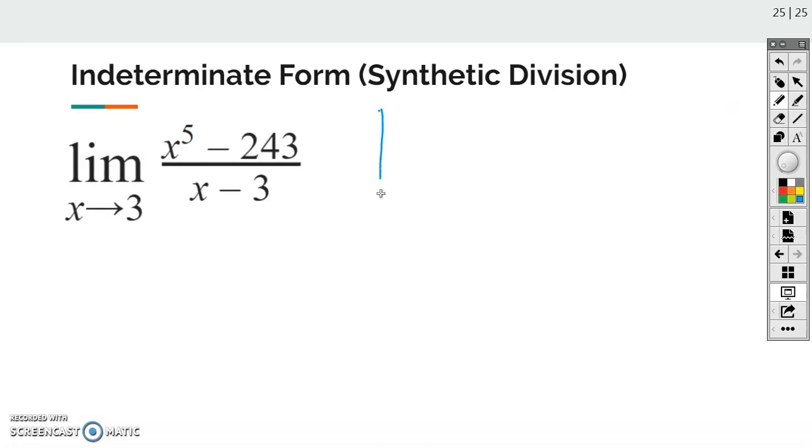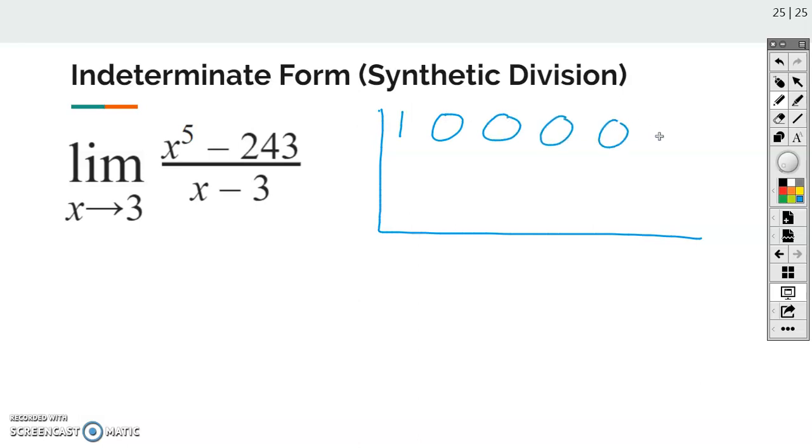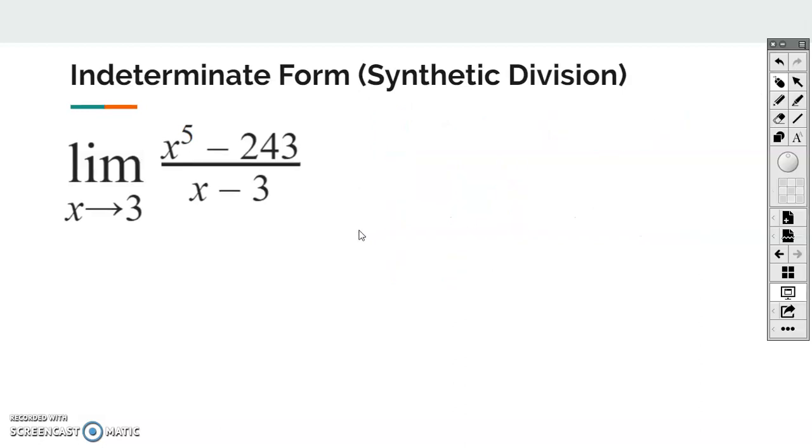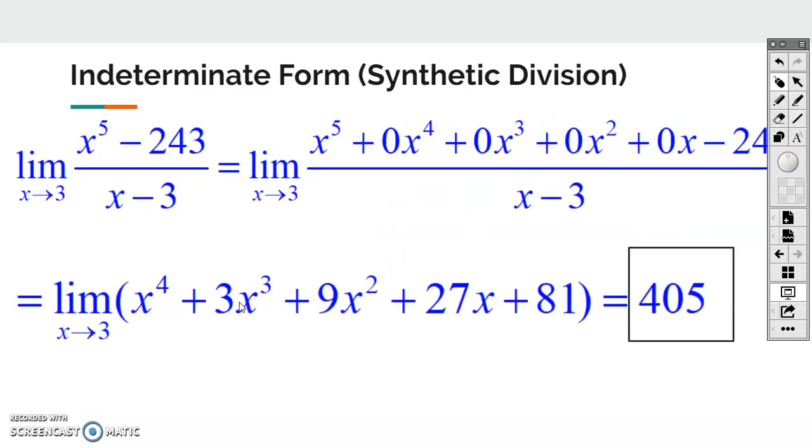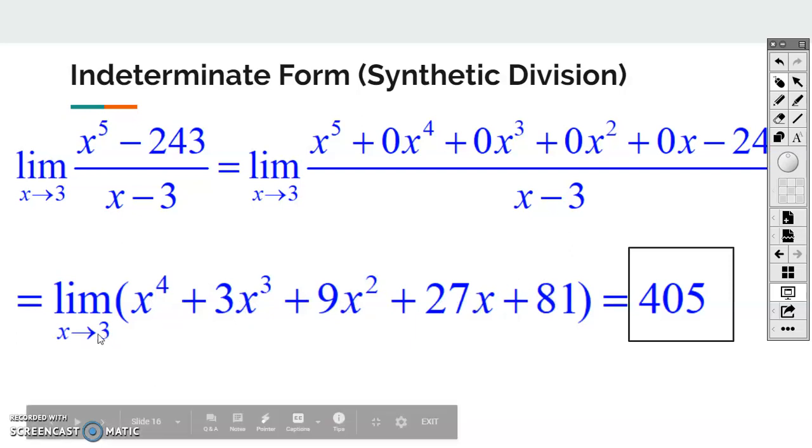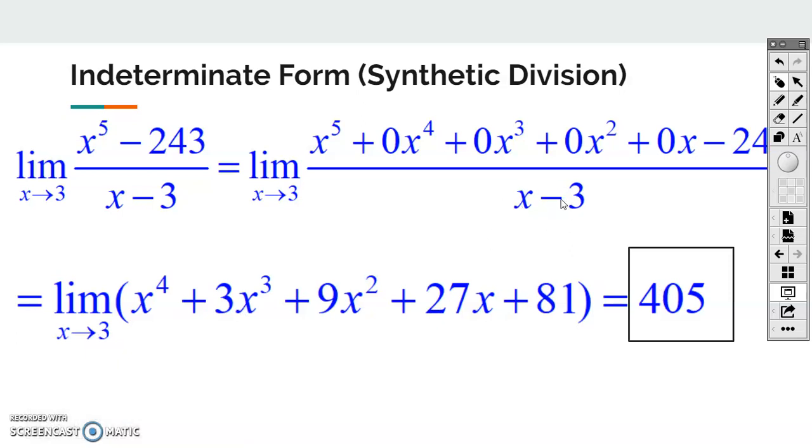Basically, you make your box, you start with your coefficients, 1x to the 5th, 0x to the 4th, 0x to the 3rd, 0x squared, 0x, and then my constant of negative 243. Whatever number is here, you put the opposite out front. First number comes down, then I multiply, then I add, multiply, add, multiply, and so on. If I divide this out, you're going to end up getting x to the 4th plus 3x cubed plus 9x squared plus 27x plus 81. Now I can plug in the 3. I would have had a factor of x minus 3 in front of this, but that's what's going to cancel out.